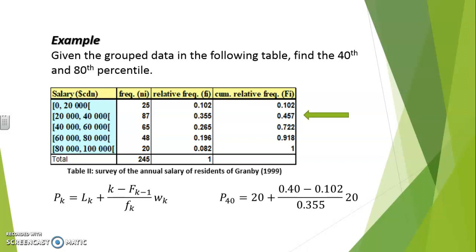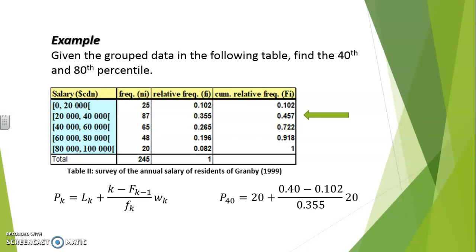Therefore, the left bound of the class where the 40th percentile is found is 20. So I've made the numbers a little bit cuter by just avoiding to write the thousands. So 20 is the left bound of the group inside of which we find the 40th percentile.